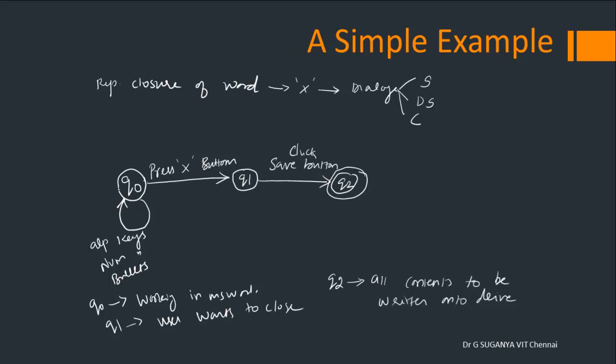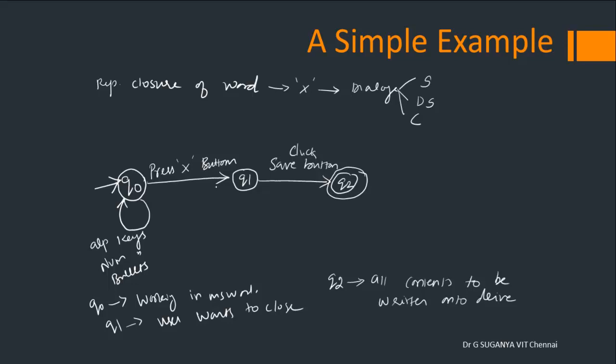So what happens? I hope you can understand. The initial state is represented by an inward arrow. Initially, we are in state Q0. Whatever operation you do using the keyboard, you will stay in state Q0, where Q0 represents the fact that you are working in MS Word. Now if you want to close the MS Word application, you have to press the cross button.